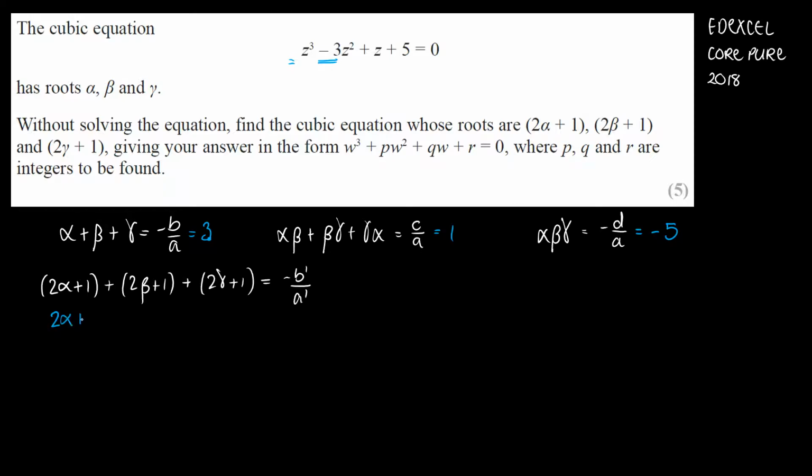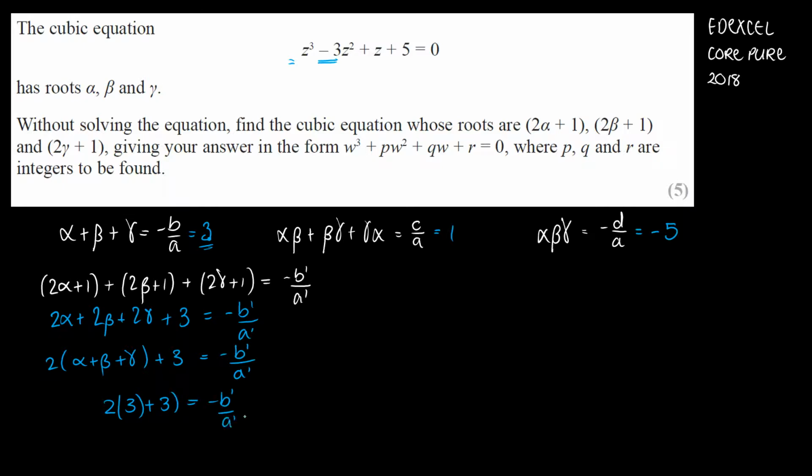So I've got 2 alpha plus 2 beta plus 2 gamma plus 3. Hopefully everyone is happy with what I've done there. And now I should be able to factorize out 2. And interestingly, or perhaps not so interestingly, it leaves you with an expression for the original roots. So alpha plus beta plus gamma. Well, that's an expression we know the value of. The sum of my single roots is 3. So this is 2 lots of 3 plus 3. And hence the new minus b over a is 9.